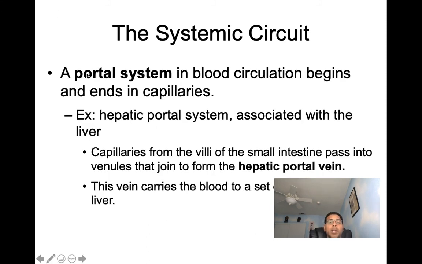Next, then we have a portal system. When we talk about a portal system, blood circulation is going to begin and end in capillaries. For example, we have our hepatic portal system. It's going to be associated with the liver. We'll see capillaries from the villi of our small intestine. They pass into venules that are going to join to form the hepatic portal vein. This hepatic portal vein then carries blood to a set of capillaries in the liver, and the liver then will process this blood and then send it into circulation. So that hepatic portal system you saw began and it ended with capillaries.